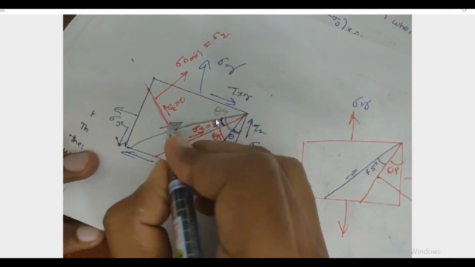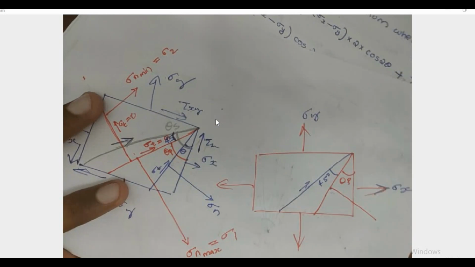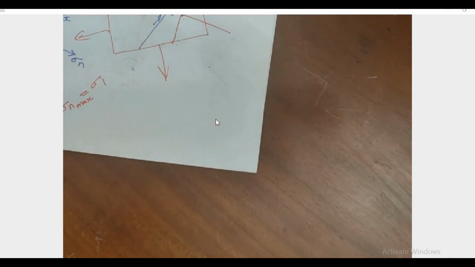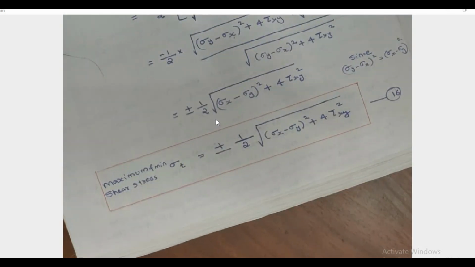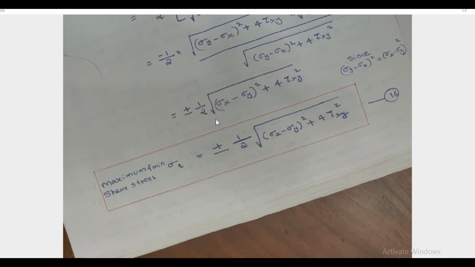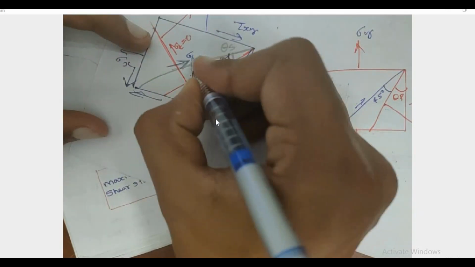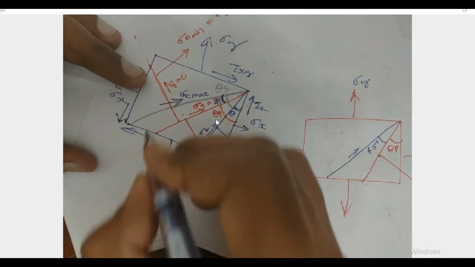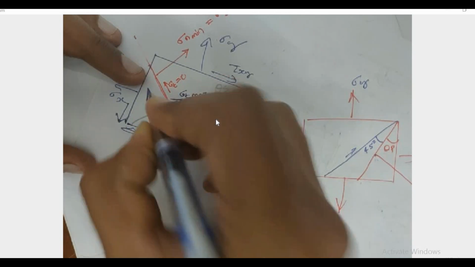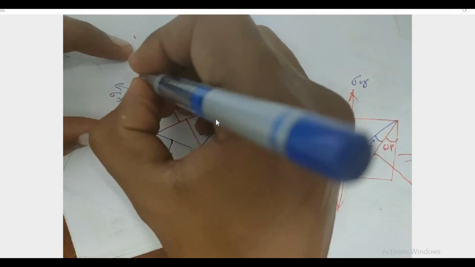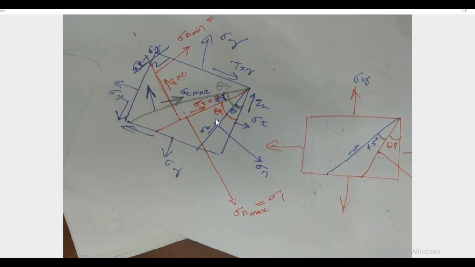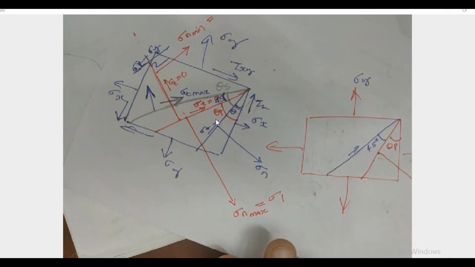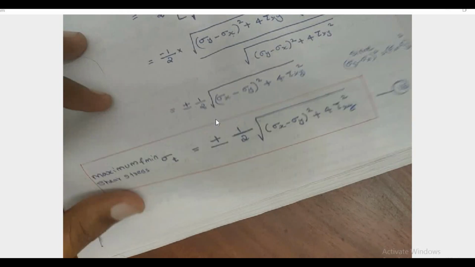And theta s value is equal to this one. This is theta s, maximum shear stress. And so this is maximum shear stress, sigma t maximum. And on this plane there is also a normal stress, and that is equal to sigma x plus sigma y by 2. Okay, so this is the transformation of stress and strain, and this is the final figure.